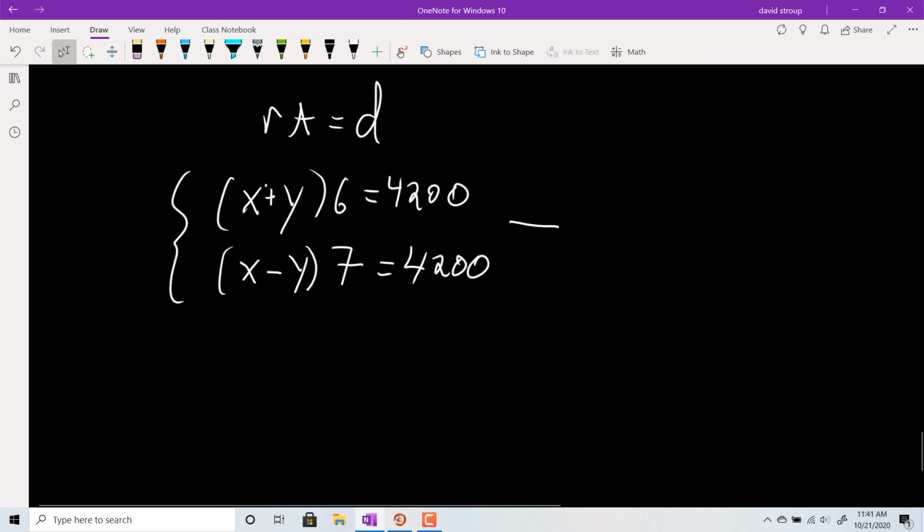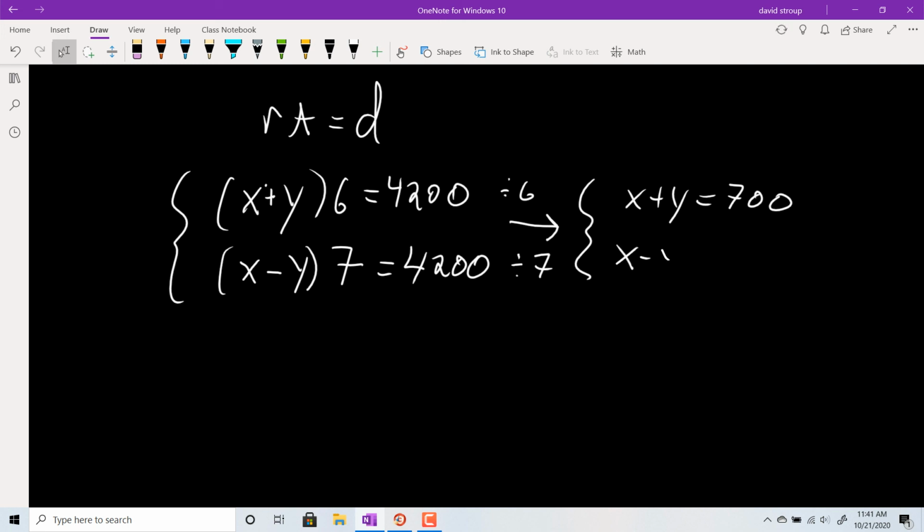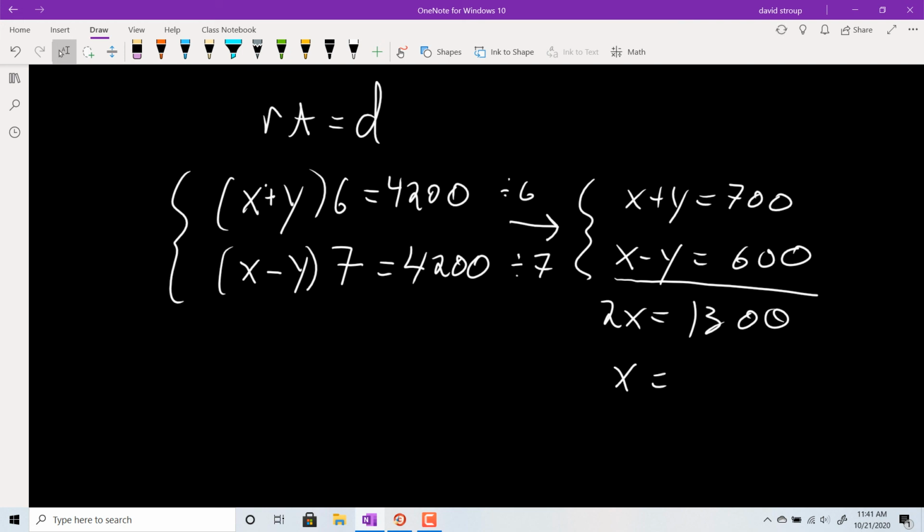We want to clean them up a little bit. So you could divide both sides of the first equation by 6, and you'll have x plus y equals 700. And the second equation, divide both sides by 7, so you'll have x minus y equals 600. And then it's set up for the addition method. So you'll have 2x equals 1300, and then solve that for x. So the speed of the plane in still air will be 650 miles per hour.